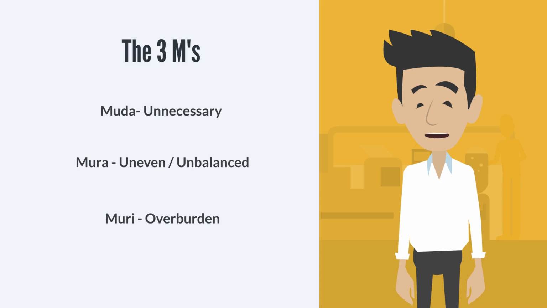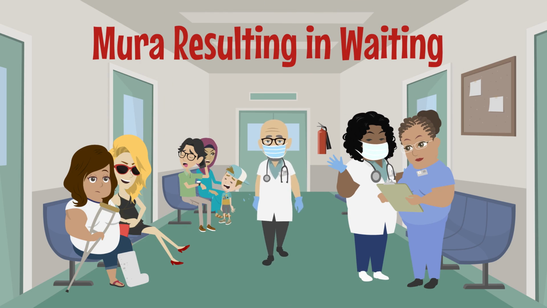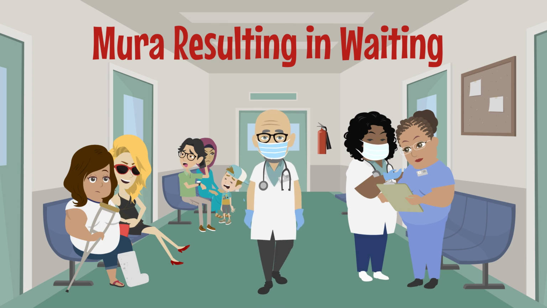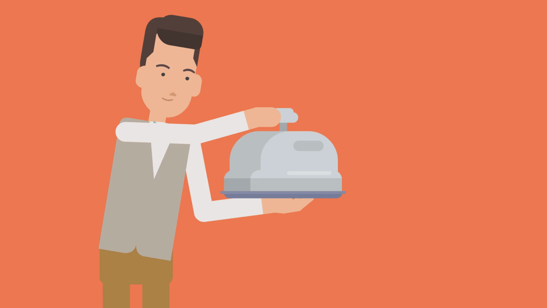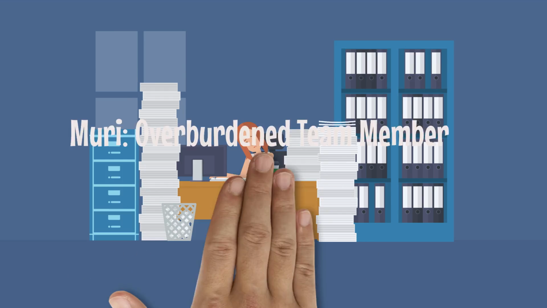Fluctuation in customer demand, variation of cycle times for different operations or operators are examples of mura or unevenness. Heijunka, which is a Japanese word that means leveling, is a concept that addresses mura by creating consistency or evenness.